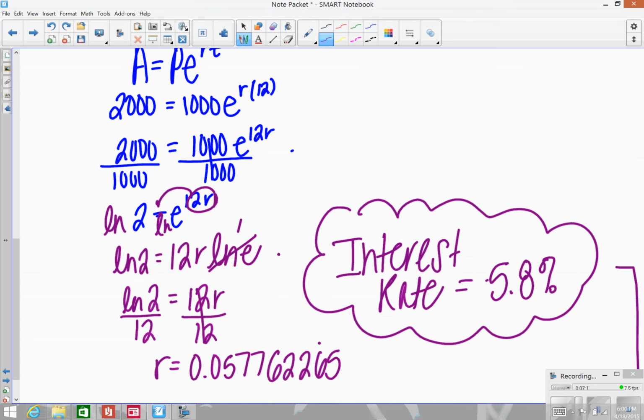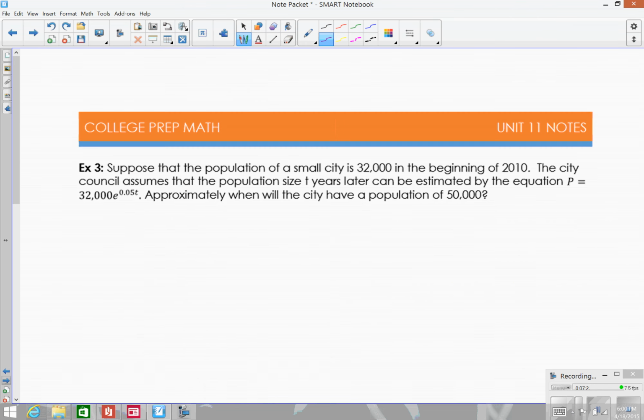And then let's look at the very last one here. So on the last page, we have a scenario where we're given a formula this time. So it's talking about the population of a small city, and the city council assumes that the population size T years later can be estimated by this equation, by this exponential growth. So P equals 32,000. So let me just write that down. 32,000 times E to the 0.05 T. So we want to approximate when will the city have the population of 50,000.